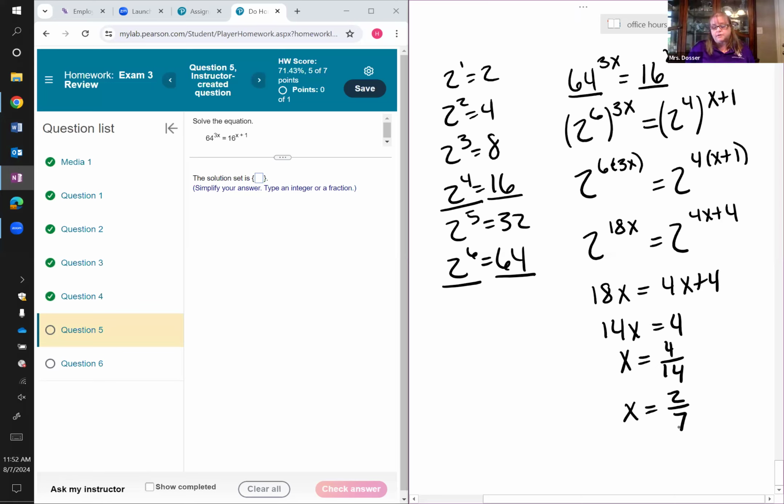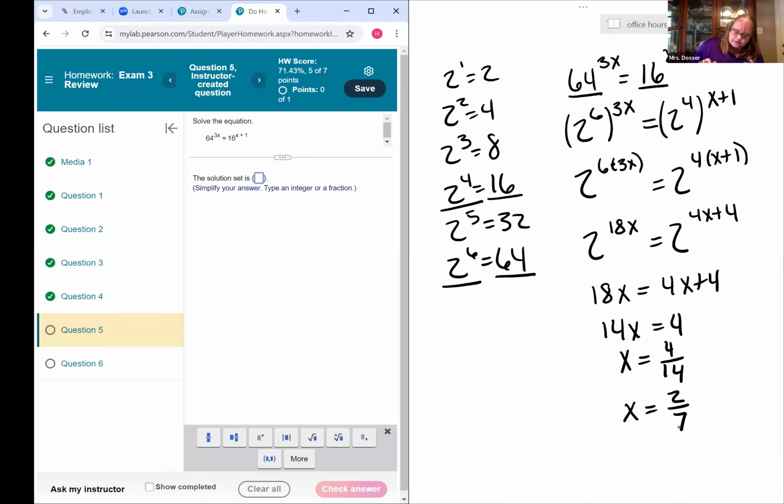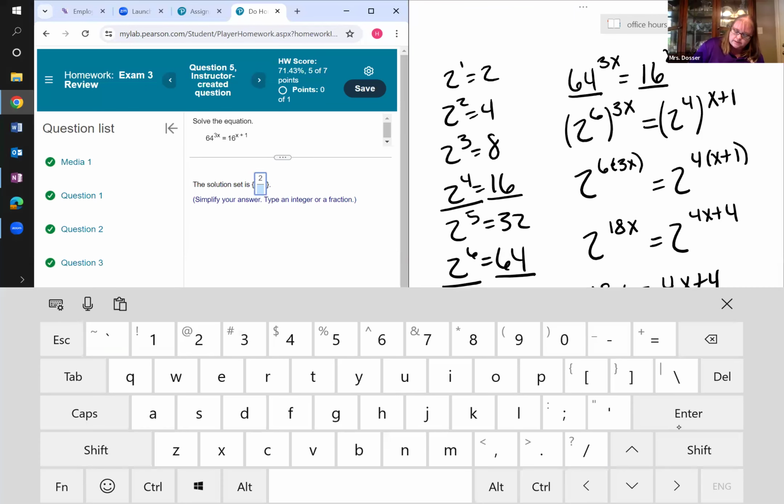Remember, anytime you're solving equations, you can always take that answer and go back and plug it in. And so plug in the 2/7 in place of x in both sides of the equation, simplify both sides, and see that you do have equality. So our answer here is 2/7.